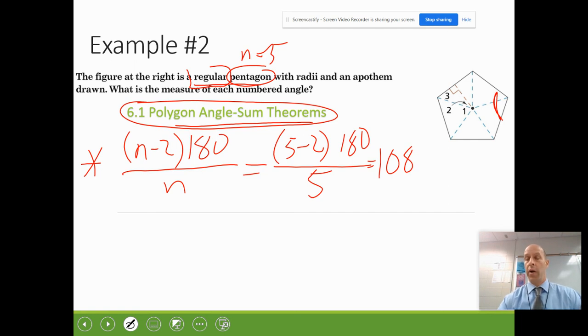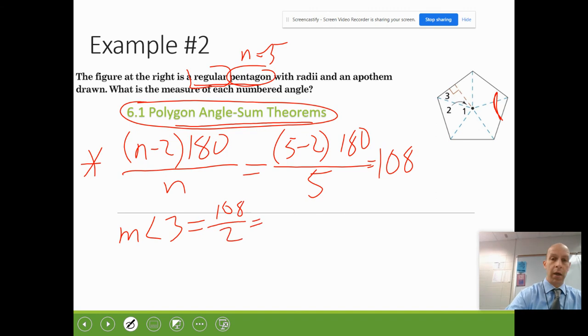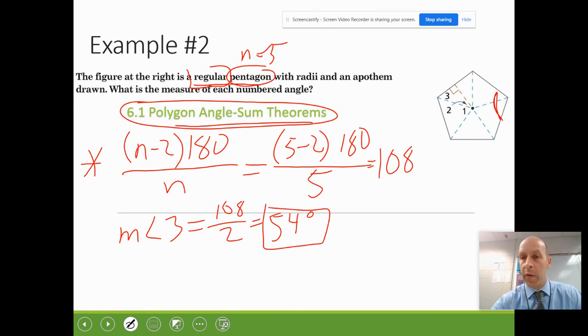Okay, so since this is a regular polygon, these radii are going to bisect each of those angles. So I claim that the measure of angle 3 has to be 108 divided by 2, which is 54 degrees. So that's the measure of angle 3. I'm kind of working backwards. Here's angle 3 right there.